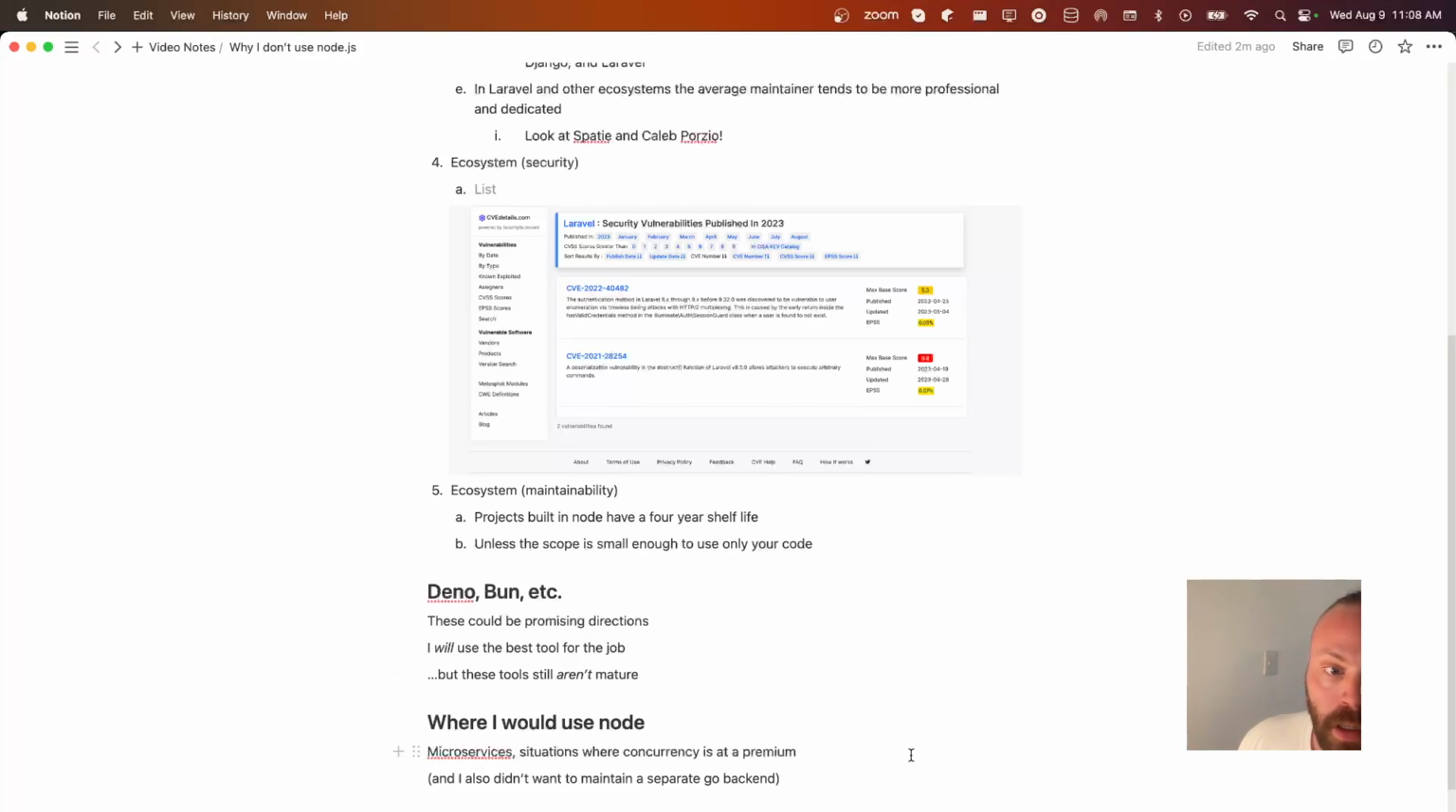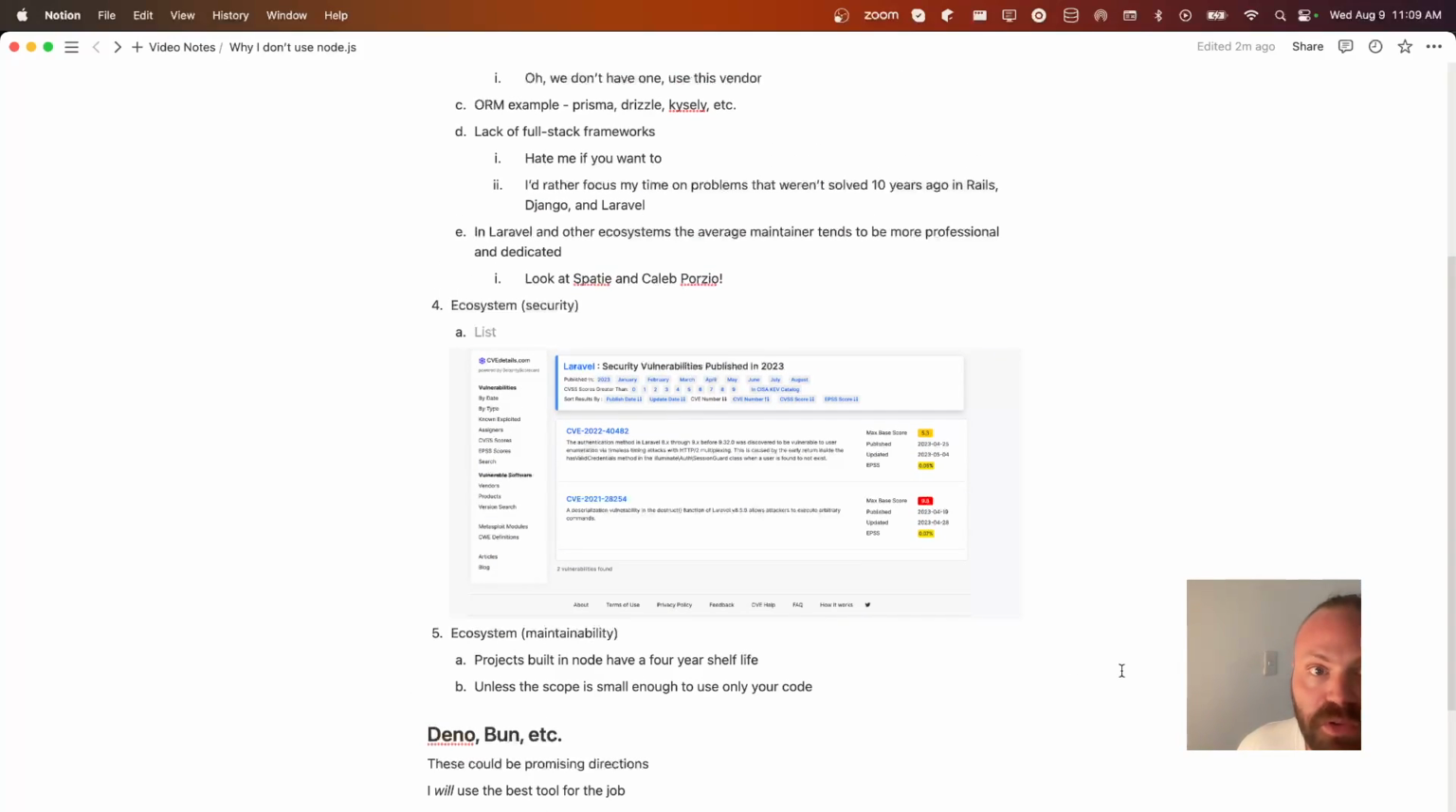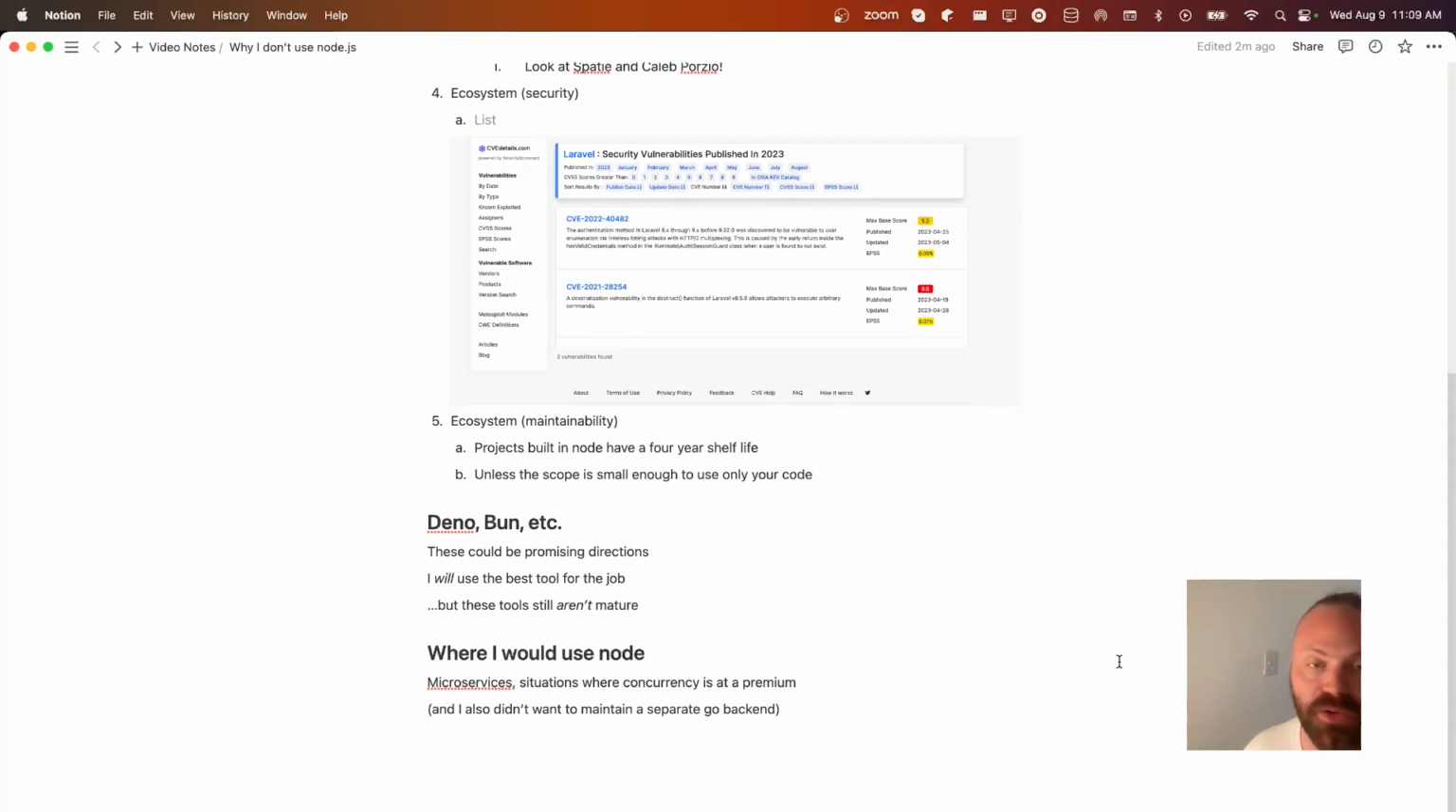So, all of that being said, these issues are more or less specific to Node. And like I said, there's nothing about the language of JS or TypeScript that dooms it to this fate. If it had a better runtime, a lot of this could be solved. I don't claim to be an expert on Deno or Bun or anything like that, the sort of next generation Node.js. Deno is from the founder of Node.js.